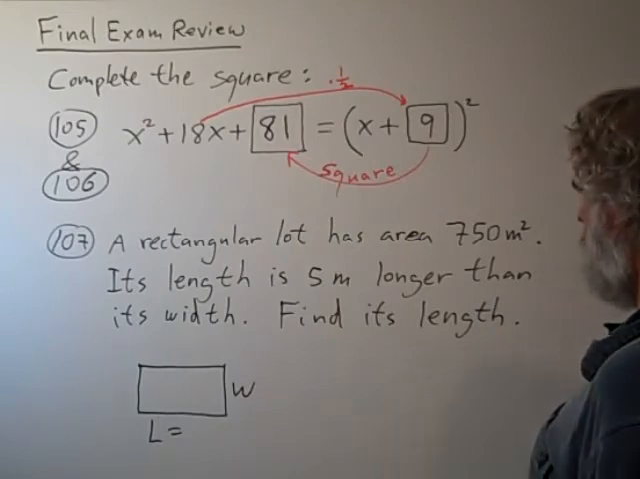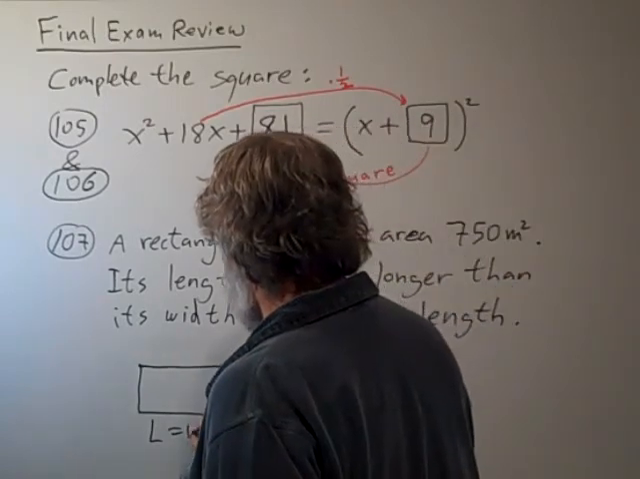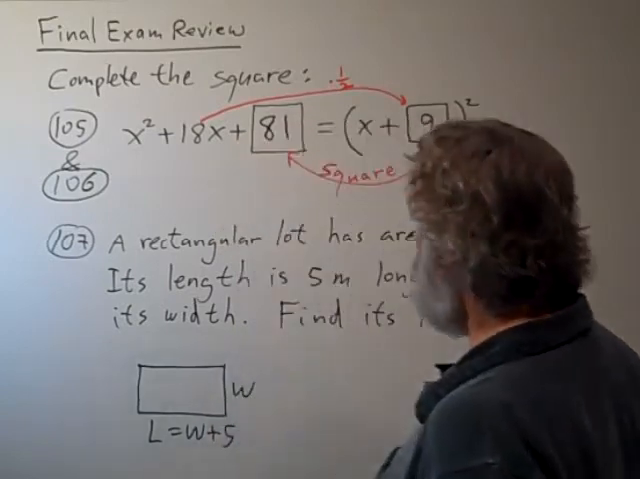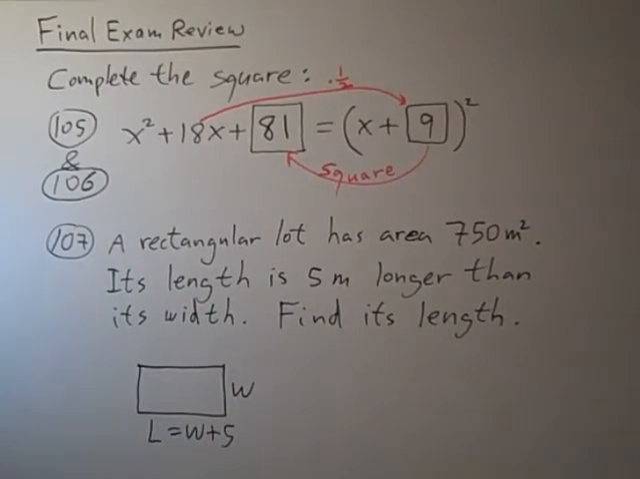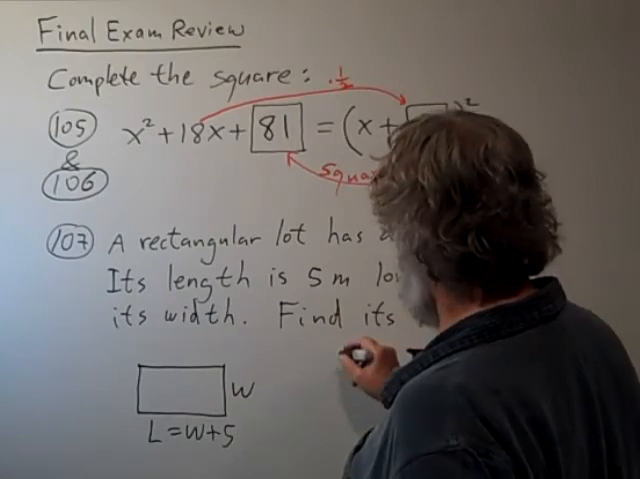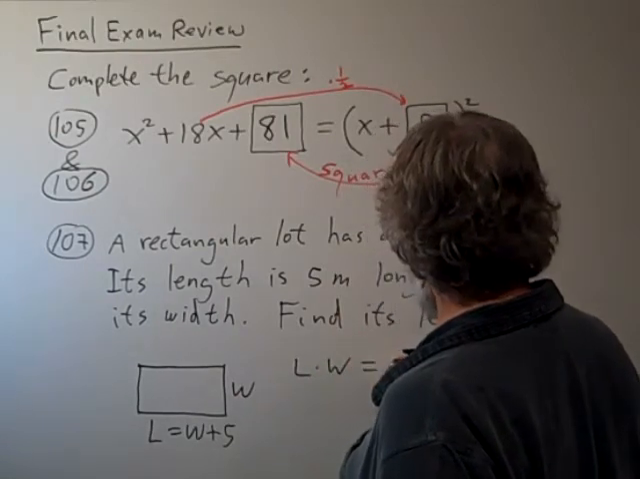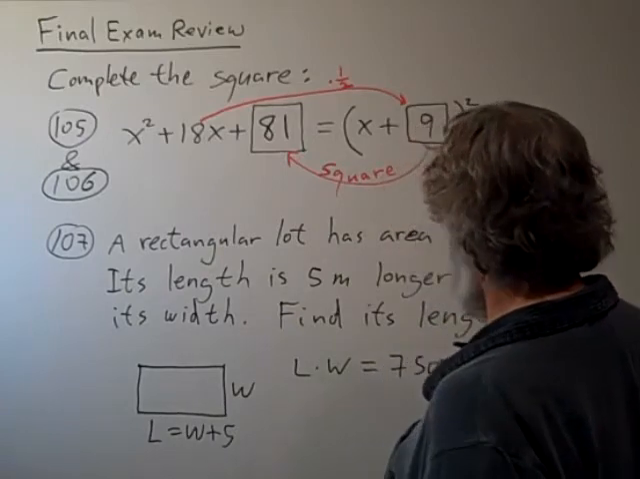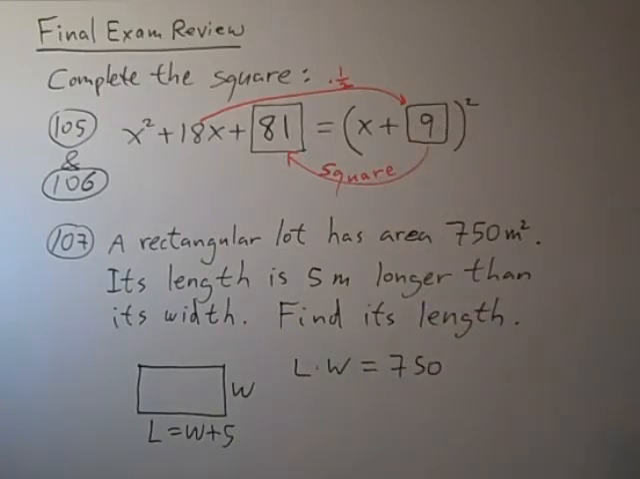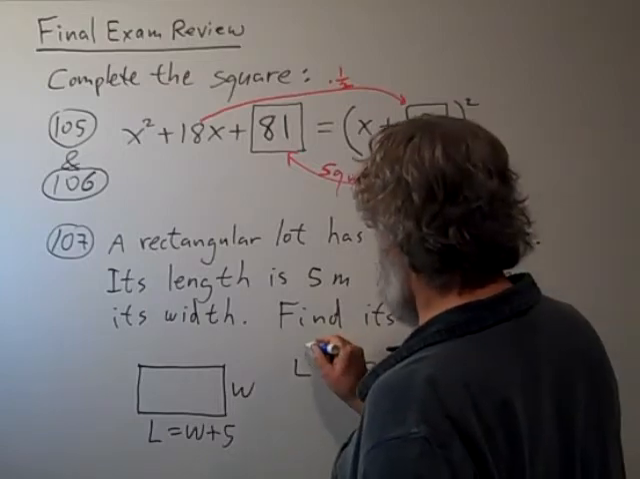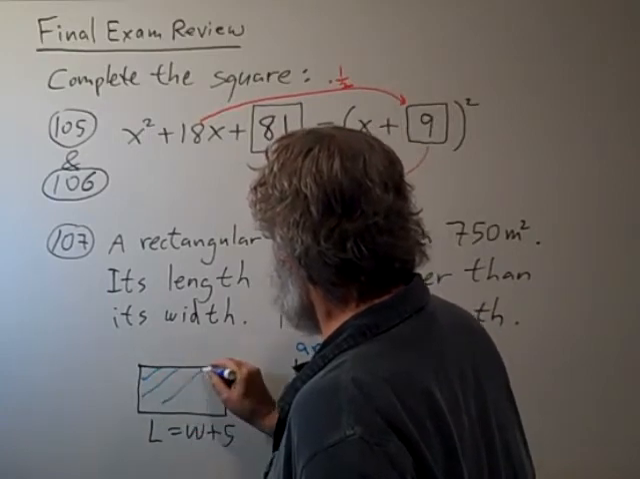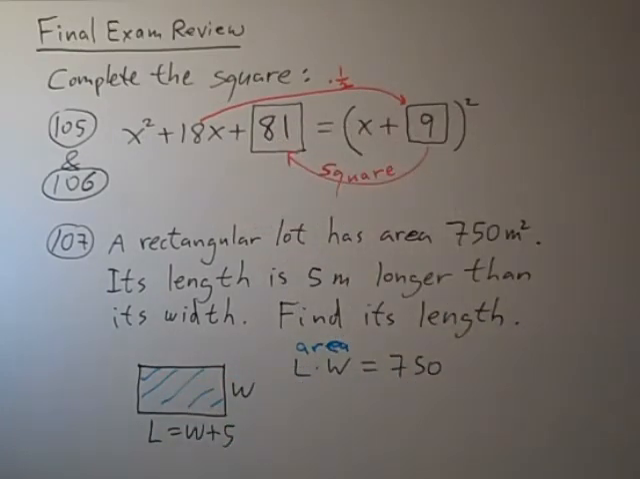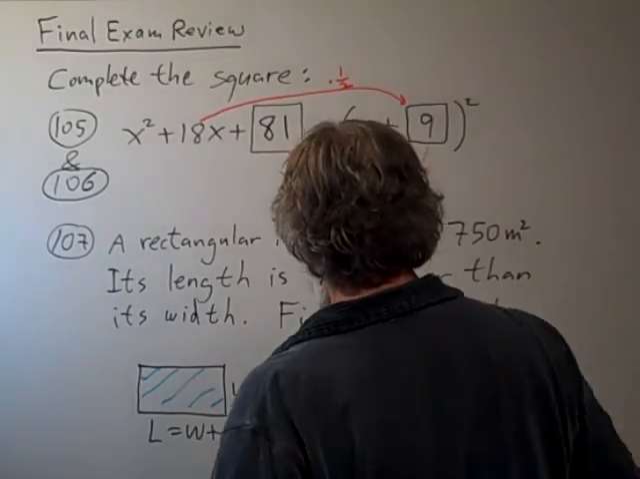The length is 5 meters longer than the width, so the width plus 5 equals the length. The area is 750 square meters, so the length times the width is equal to 750 square meters. That's the area.